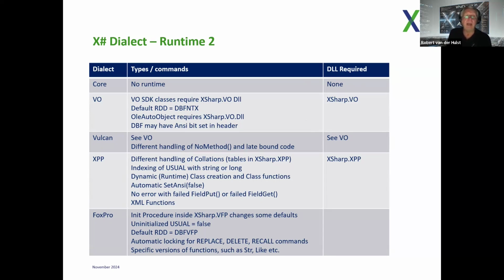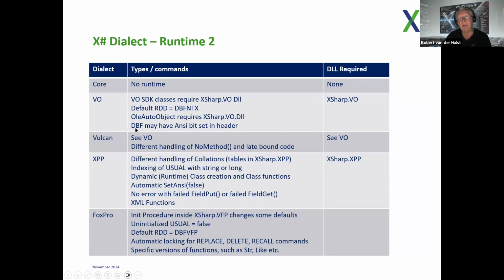The VO dialect requires X# RT and X# core, and if you use VO SDK classes like GUI classes, etc., then you also need to include X# VO, because the VO object type is declared inside X# VO. And also, if you use, for example, the VO dialect, then your default RDD will automatically be set to DBFNTX. And there is a class called OLEAutoObject, which is also there.